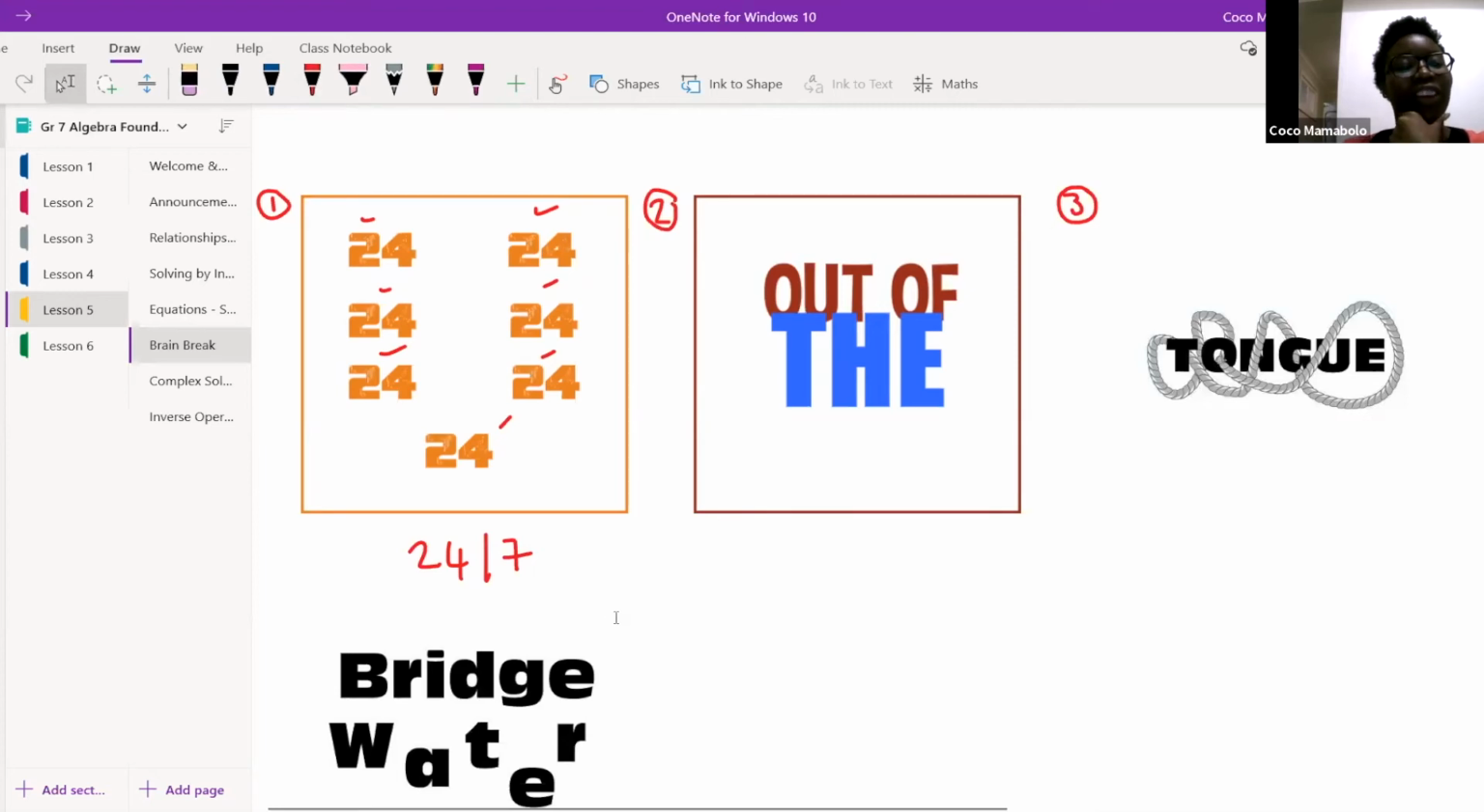I'll give you guys a hint. Look at the color of the word the. And that should give it away. Yes, Nagisa got it. Out of the blue. This one is out of the blue. Out of the blue. There we go.